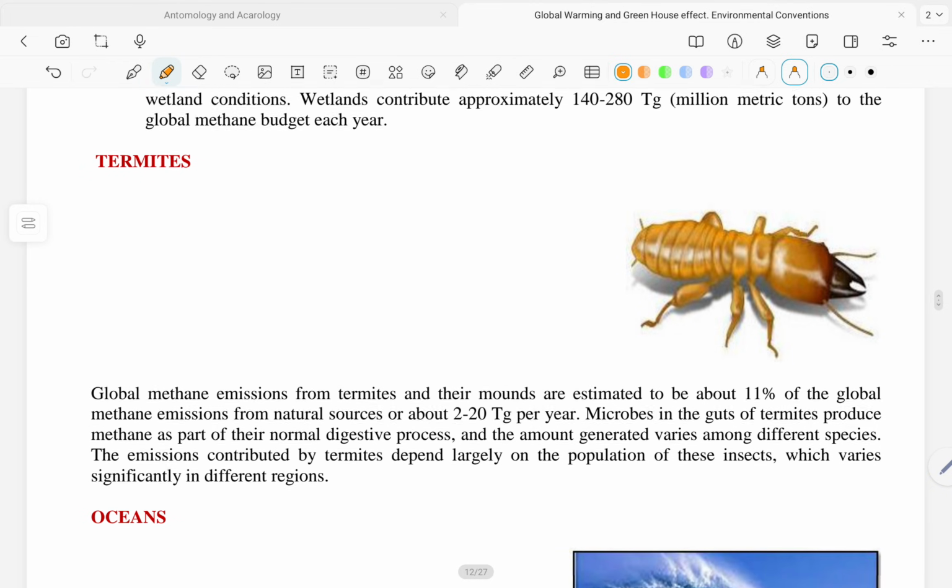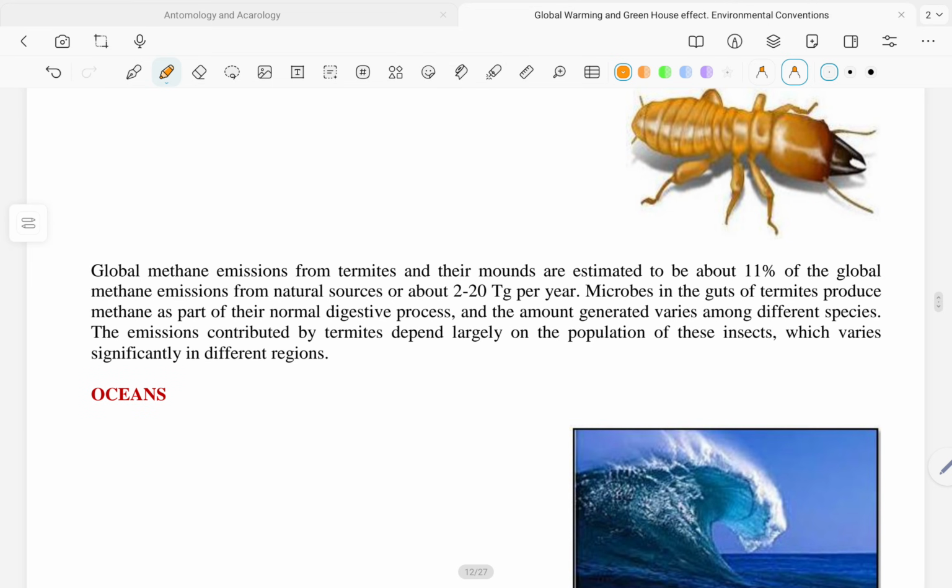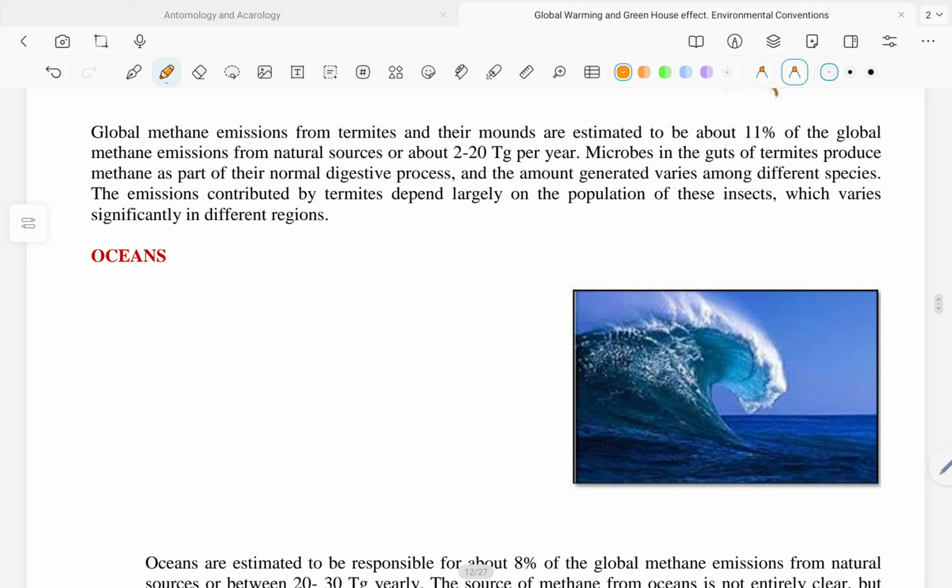Termites. Global methane emissions from termites and their mounds are estimated to be about 11% of global methane emissions from natural sources, or about 220 kg per year. Microbes in the gut of termites produce methane as part of their normal digestive process, and the amount generated varies among different species. The emissions contributed by termites depend largely on the population of these insects, which varies significantly in different regions.